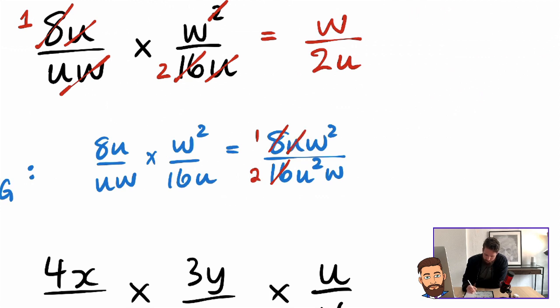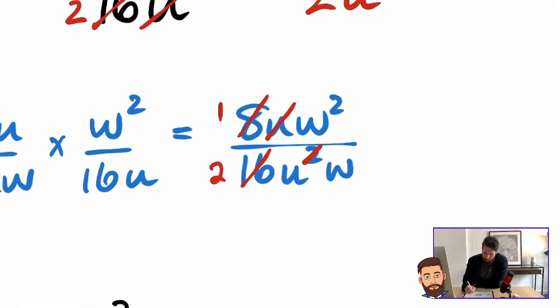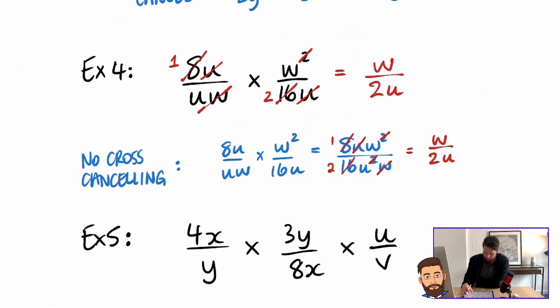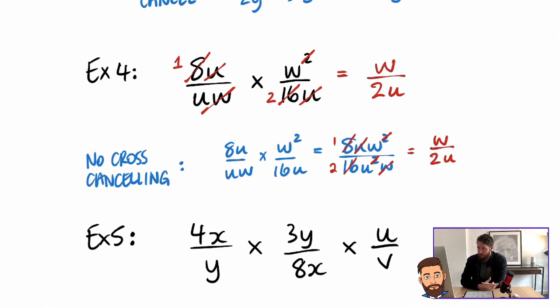This u can be cancelled with one of these squareds because a squared means two of them. And this w can be cancelled with this w. Again, using indice laws is what I'm doing there. That's technically the power 1. 2 take away 1 would leave me with 1w. So what am I left with there? I'm left with 1w over 2u. So either way, we achieved the same answer.